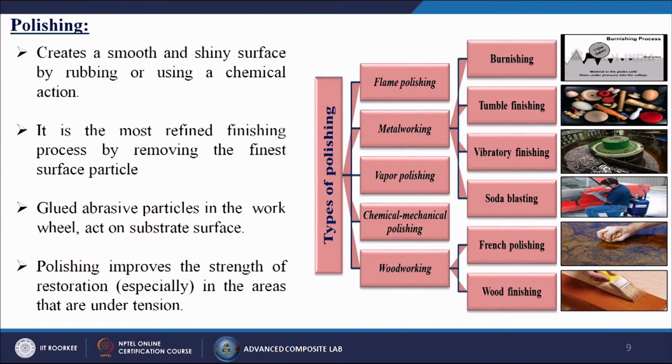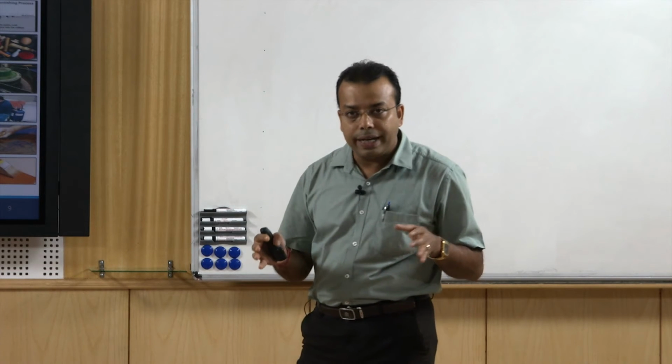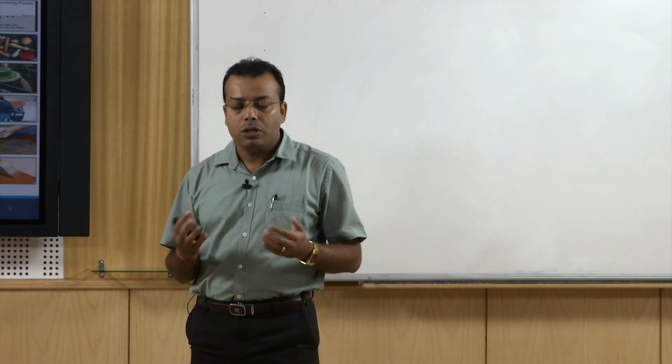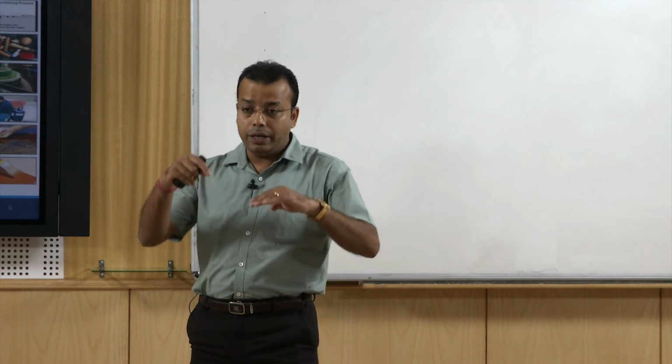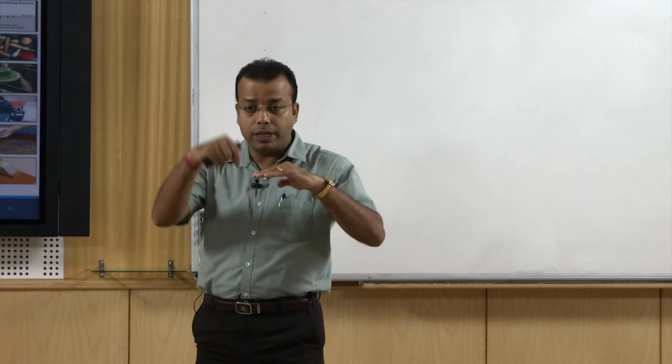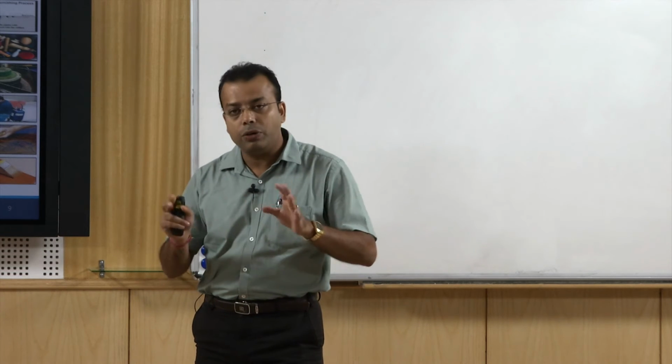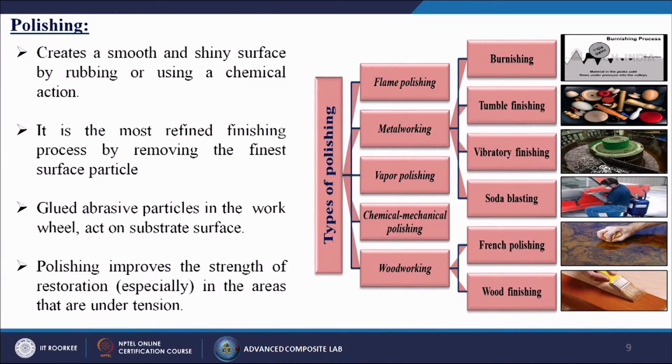It is not as much like grinding, because in grinding the material removal rate is higher than in polishing. Polishing is light work, where we can simply rub. But if the rusting is deeper in the material surface, then we have to go for grinding; we can't do it by polishing. Polishing creates a smooth and shiny surface by rubbing or using chemical actions.